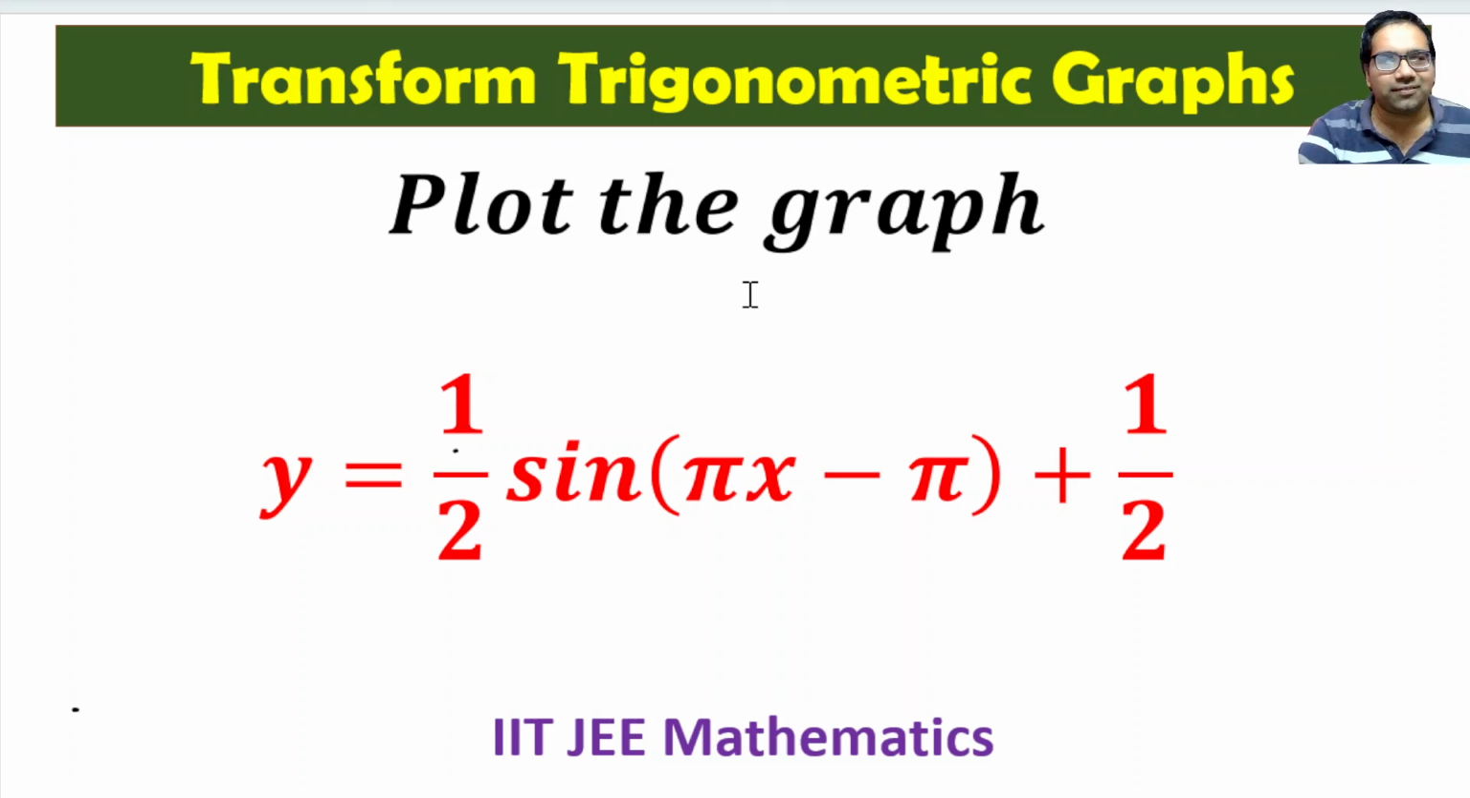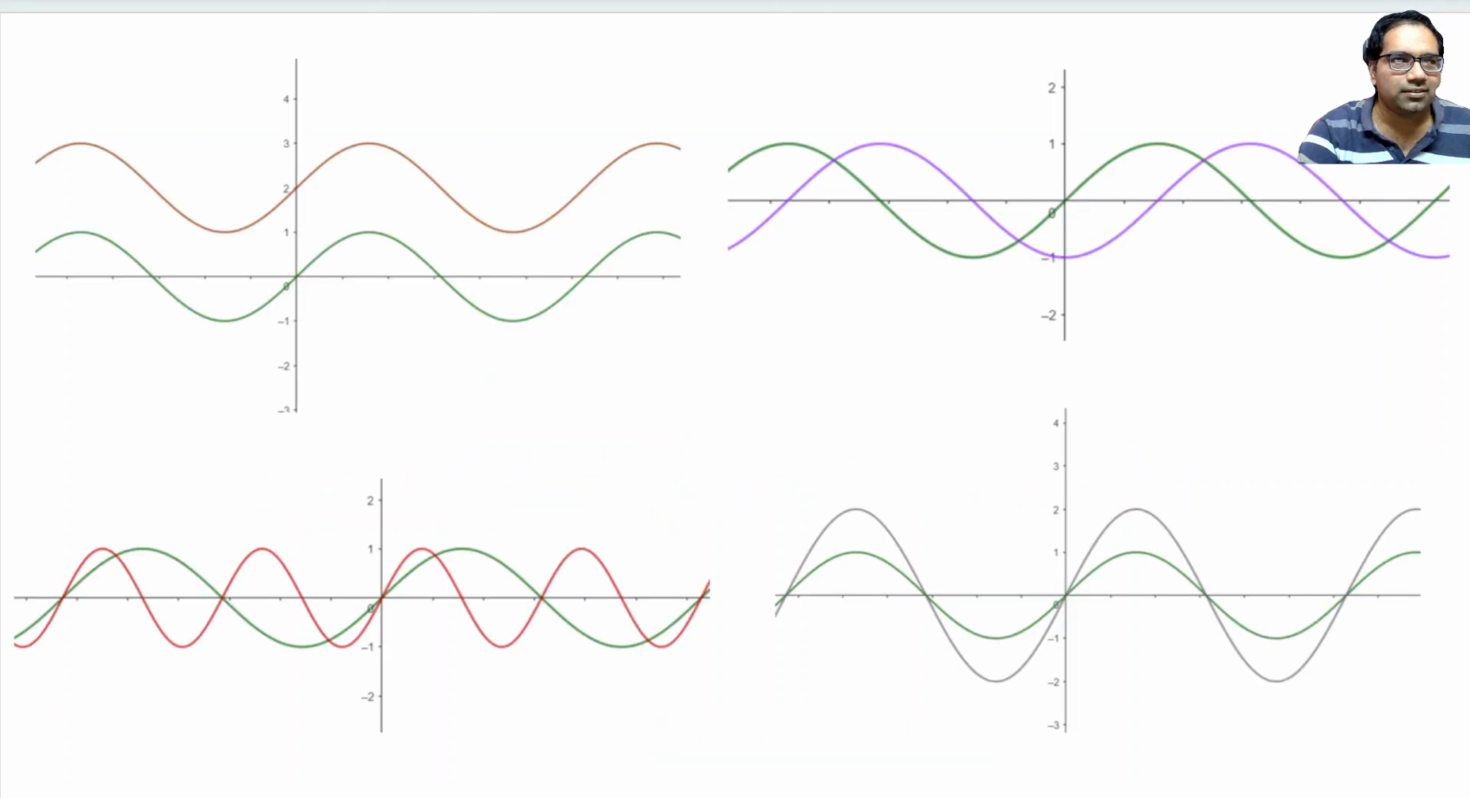Okay, let us start with sine x. We know the sine x graph. It is very simple. Sine x graph is something like this, right? It starts at 0, and if this is 0, this is pi by 2, this is pi, this is 3 pi by 2, and this is 2 pi. It runs between a maximum of 1 and a minimum of minus 1.